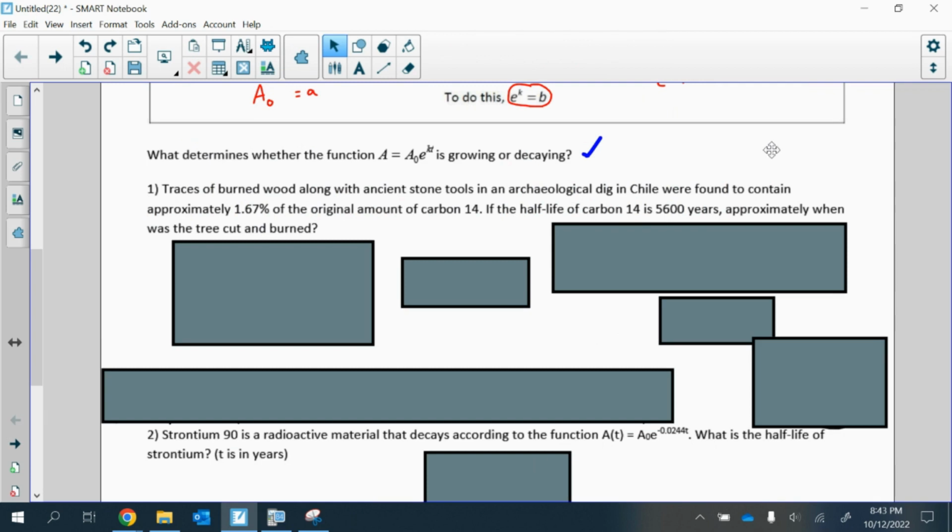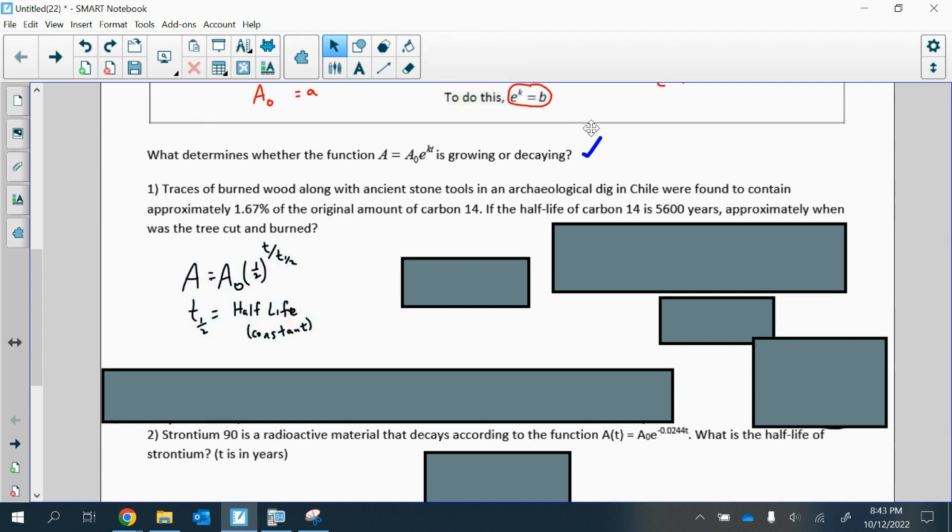Traces of burned wood along with ancient stone tools in an archaeological dig in Chile were found to contain approximately 1.67% of the original amount of carbon-14. So carbon-14 is used in trying to date things that are pretty old. If the half-life of carbon-14 is 5,600 years, approximately when was the tree cut and burned?